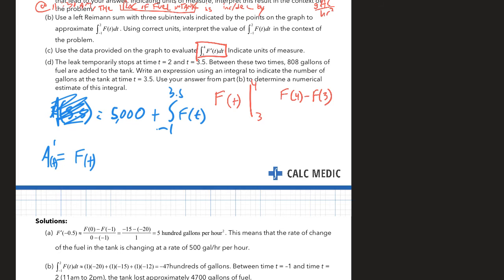So 5,000 plus that, and then this integral, I could do this. The integral from -1 to 2 is approximately negative 4,700, and now I'm going to add on this 808, and that's going to give me my approximation. So kind of a cool problem. Oh, and the 5,000, I forgot about that. And so theoretically, at 3:30, there were 1,108 gallons of fuel in the tank, and that's that problem.